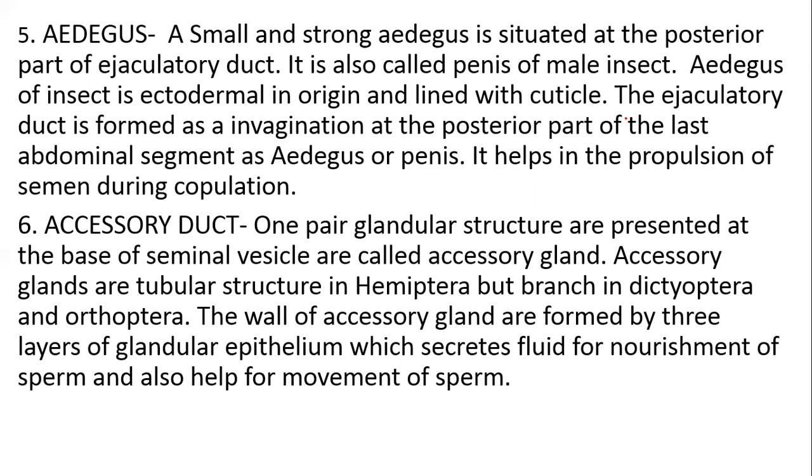Number 6, accessory glands. A pair of glandular structures present at the base of the seminal vesicle are called accessory glands. Accessory glands are tubular structures in Hemiptera but branched in Dictyoptera and Orthoptera. The wall of the accessory gland is formed by three layers of glandular epithelium, which secretes fluid for nourishment of sperms and also helps in movement of sperm.